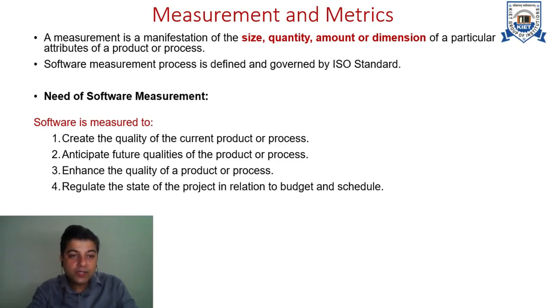Software is measured in order to create a quality of the current product. It also helps us in anticipation of future quality of the product. We can create some enhancements in the quality of product with the passage of time as we keep on monitoring our matrices. We can regulate the state of project in terms of budget and schedule.